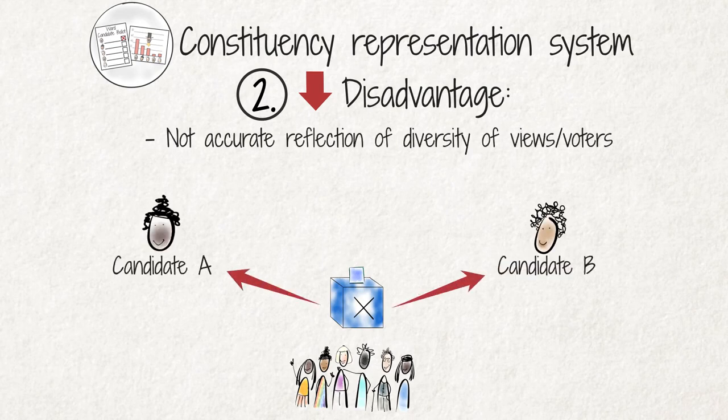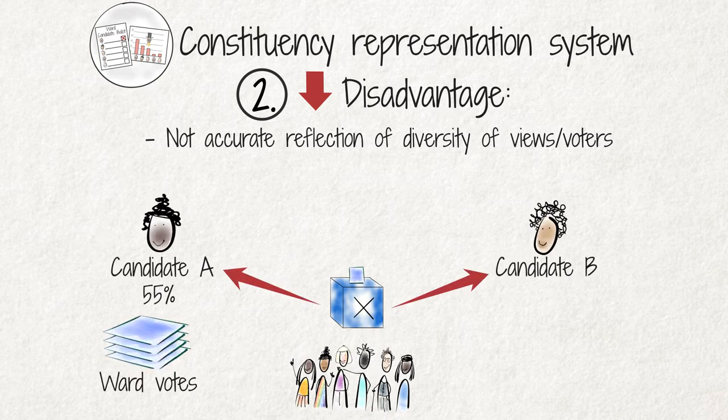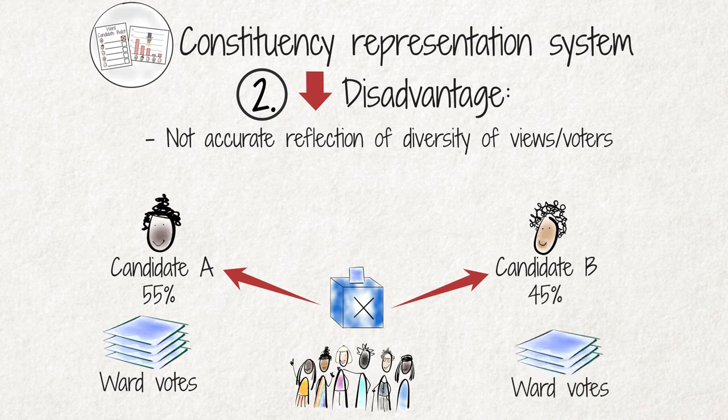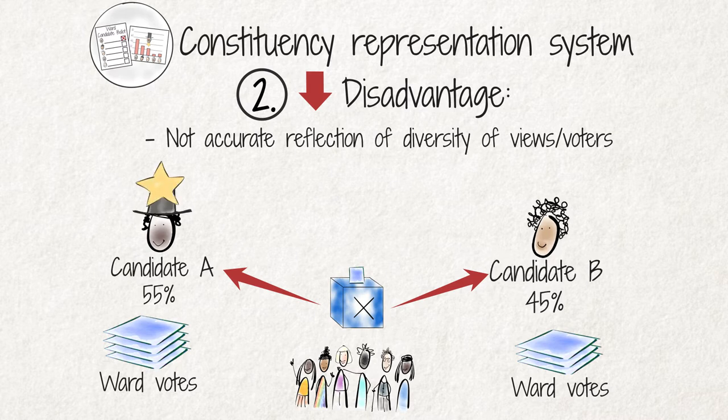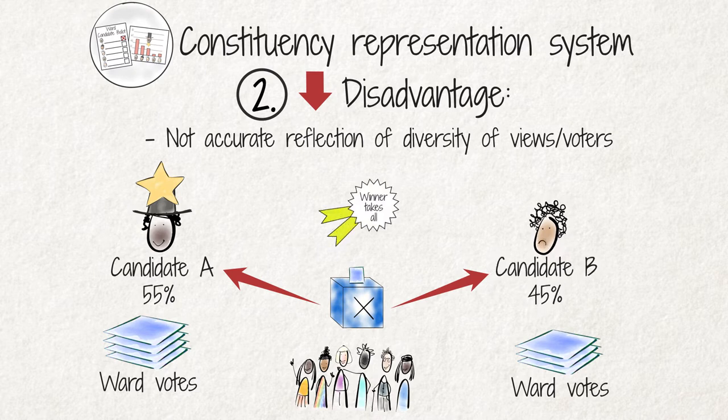Let's say two candidates compete. Candidate A gets 55% of the votes, and candidate B gets 45% of the votes. In a straightforward constituency election, candidate A wins the ward seat and candidate B gets nothing. That is why it is called a winner-takes-all system.